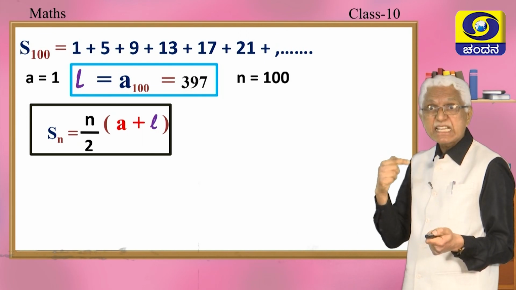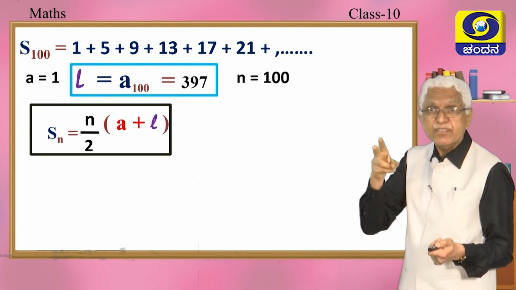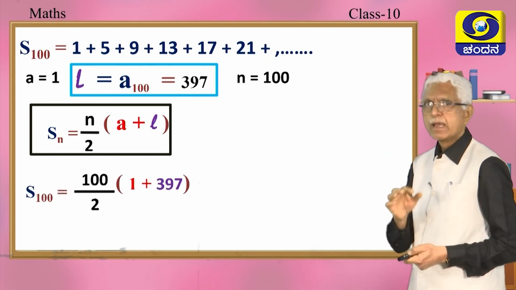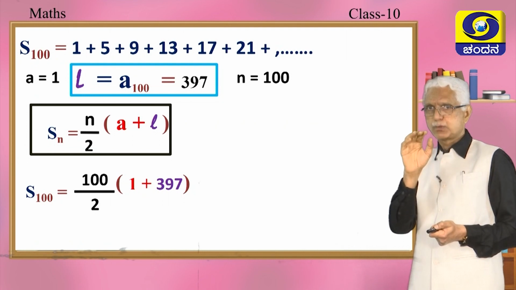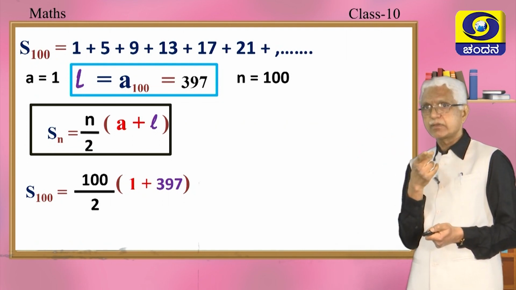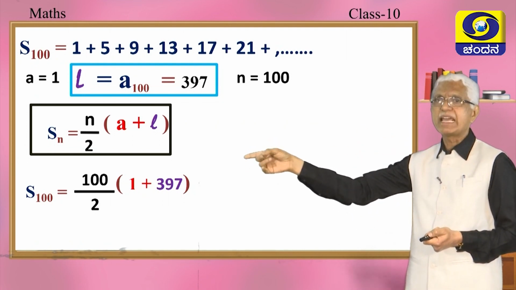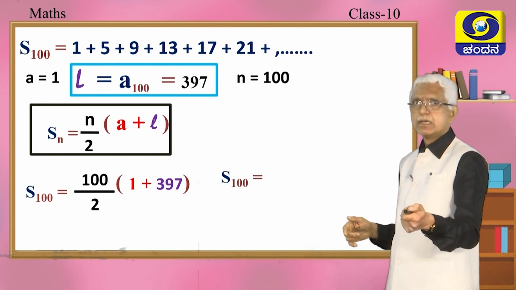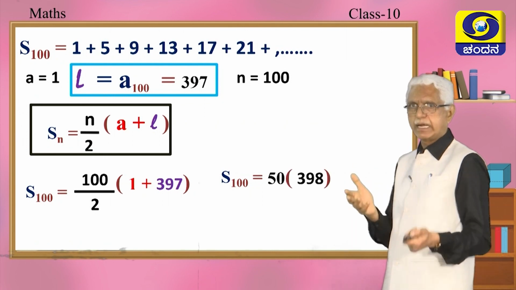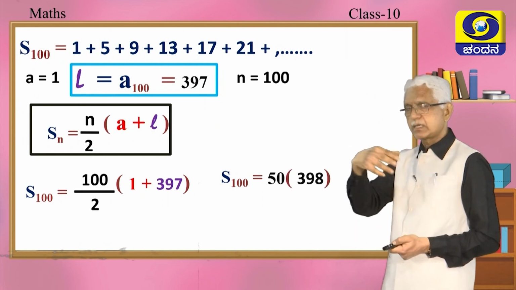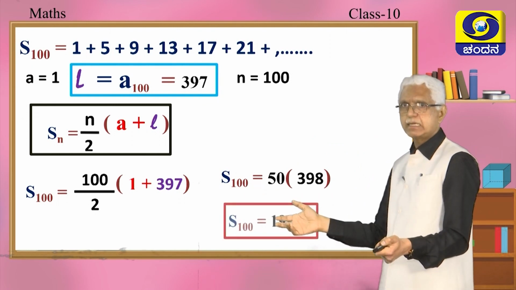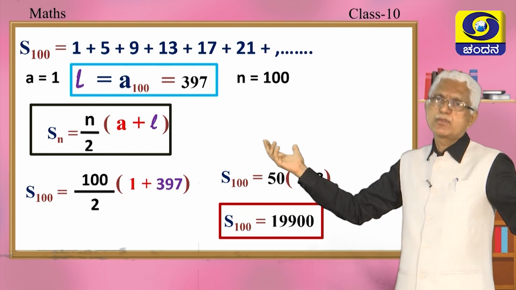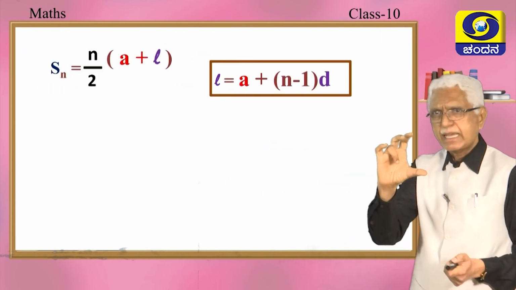Now the point is whether we can think of this in any other manner. Please watch. I will go extremely slow. So S100 is equal to 100 by 2 into 1 plus 397. You found out the last term, 397. On simplification, 100 by 2 is 50, 397 plus 1 is 398, and 50 into 398 is 19,900. See how beautifully you are able to find out the sum. I am taking the same formula.